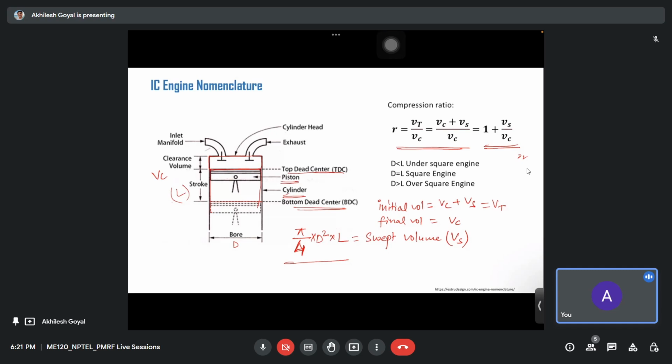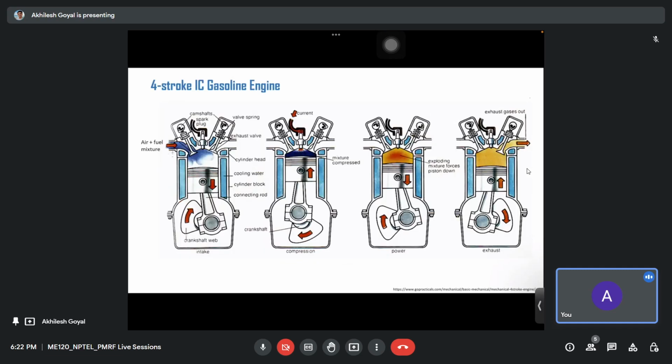Okay. So let's move to the next slide where we will see how the four stroke engine works and what the parameters are. These four images show the four strokes of an internal combustion gasoline engine.